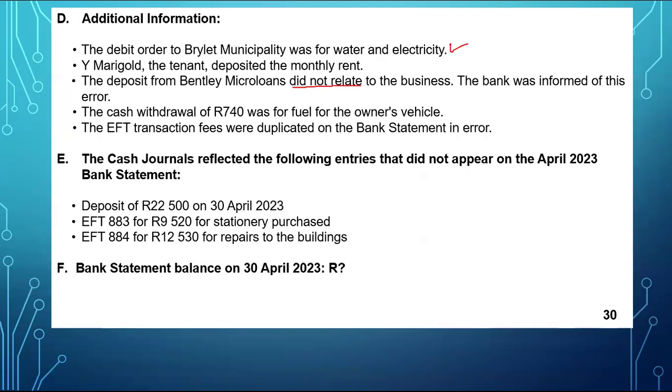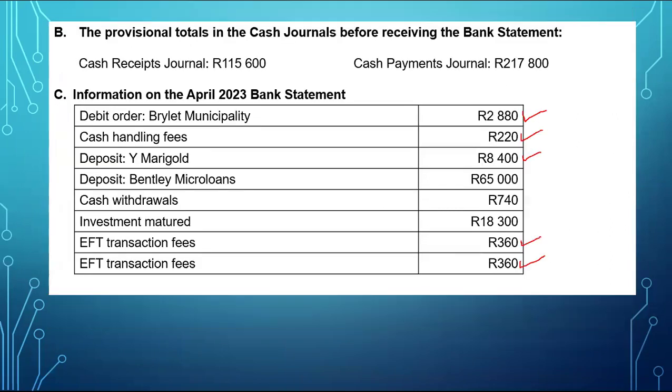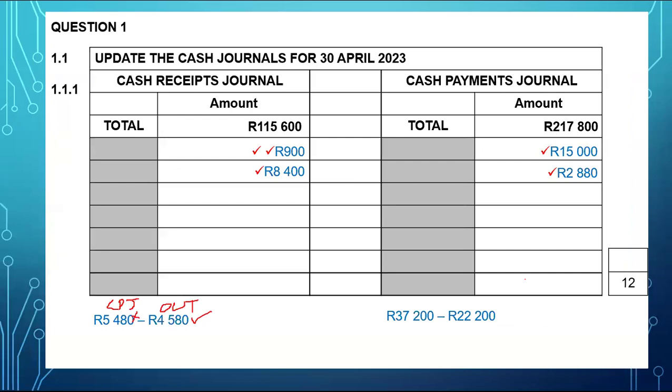The cash withdrawal of 740 was for fuel for the owner's vehicle. So this went out of our bank account. It was there in the bank statement, as you have seen. So we have dealt with that. Now it represents a withdrawal, which is drawings, and that will be recorded. Cash withdrawals or cash drawings will be recorded in the cash payments journal. It's money going out of the bank account.